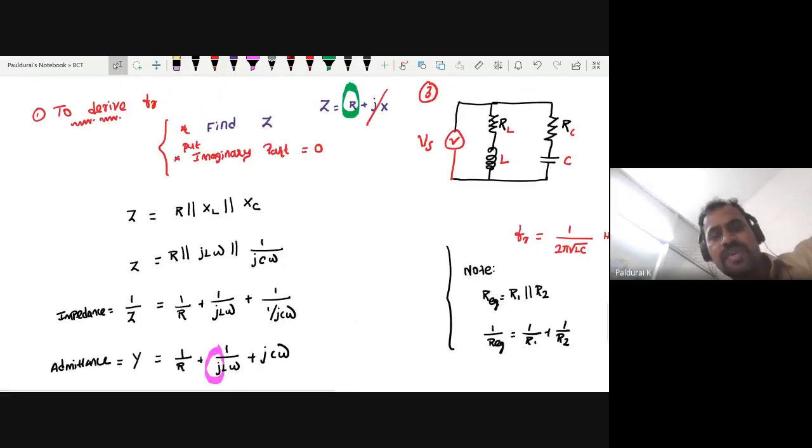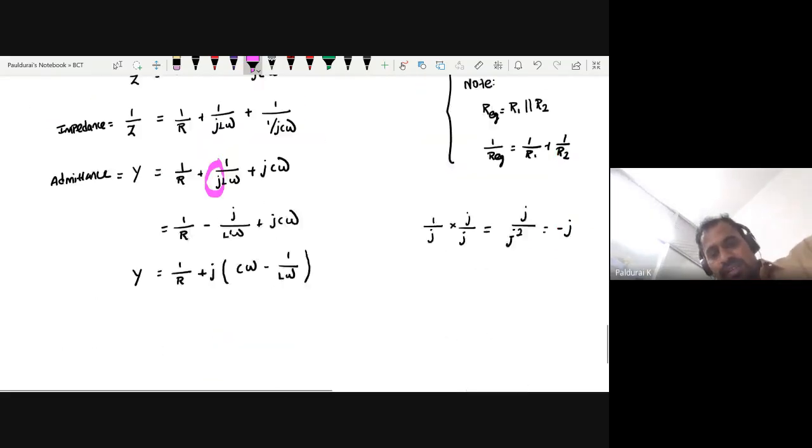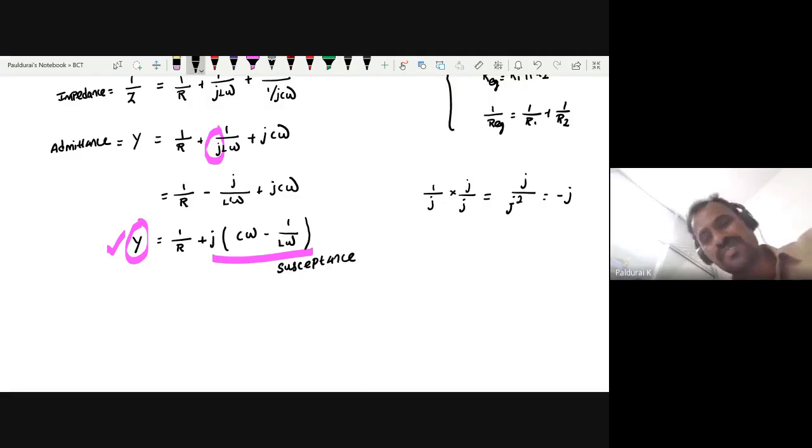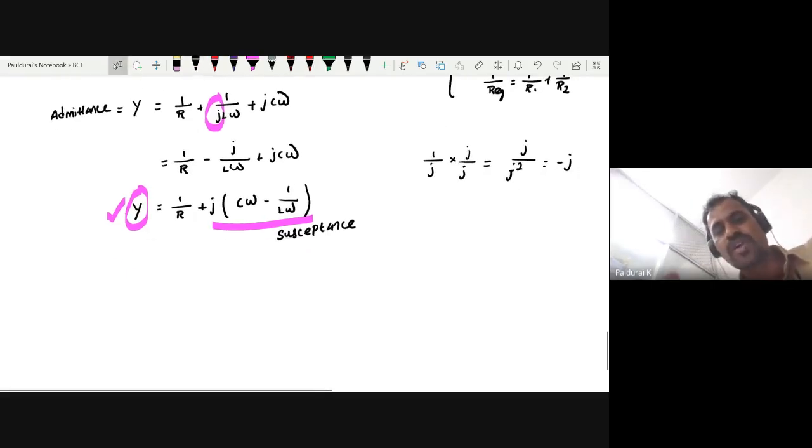Since this is a parallel circuit, you can find either impedance or admittance. Now what is the name for this imaginary part? Since it is my admittance, the imaginary part of the admittance is called susceptance. Don't confuse, this is just a technical name. My aim is to calculate the imaginary part of this admittance and equate it to 0.